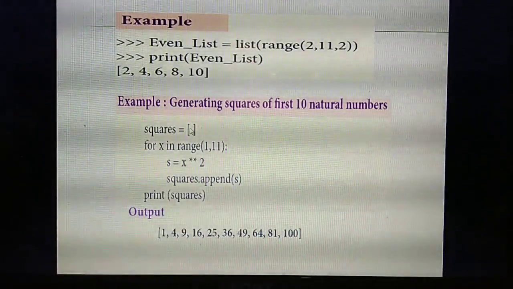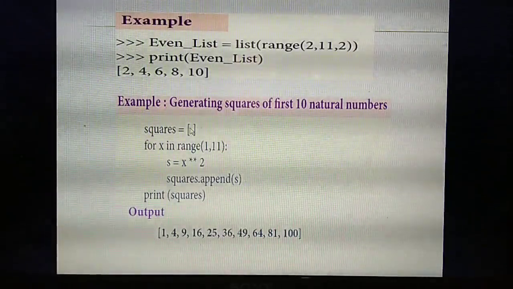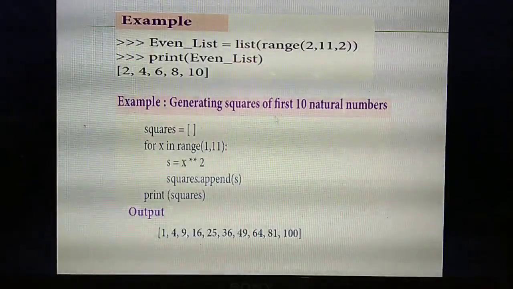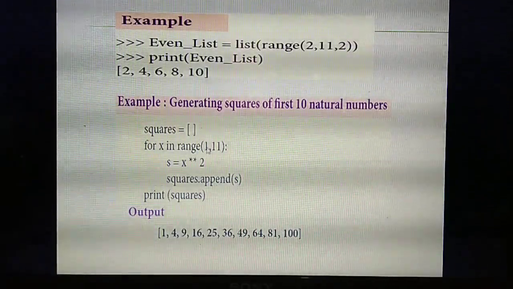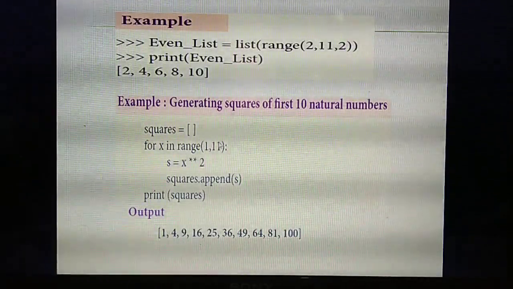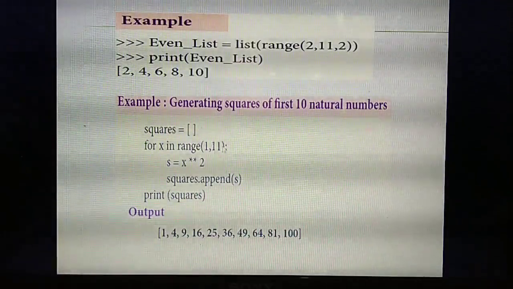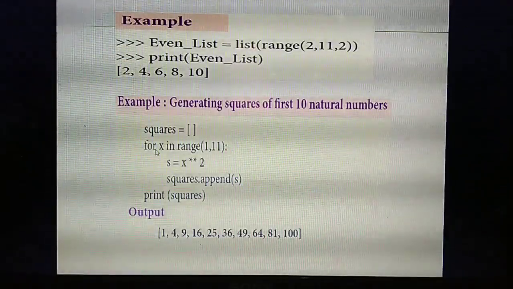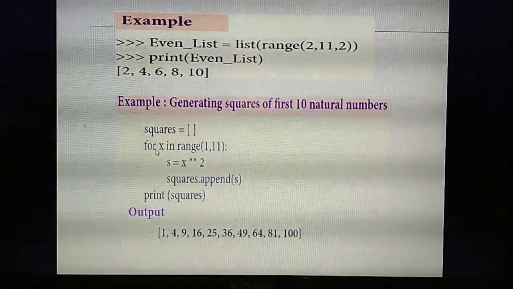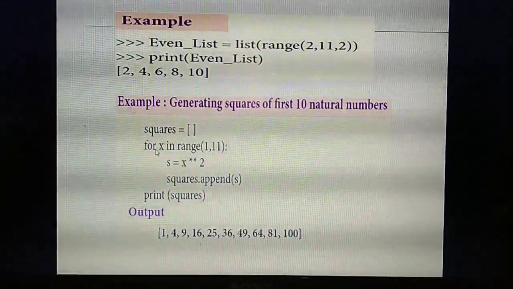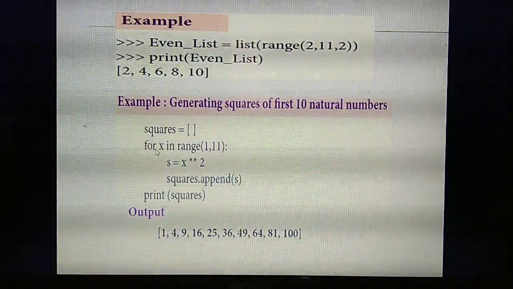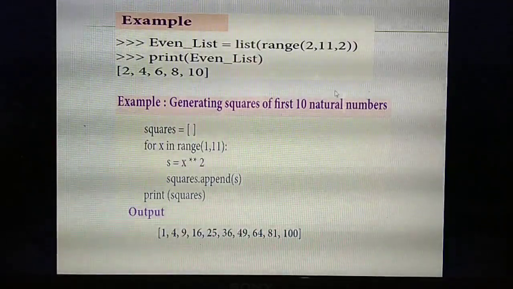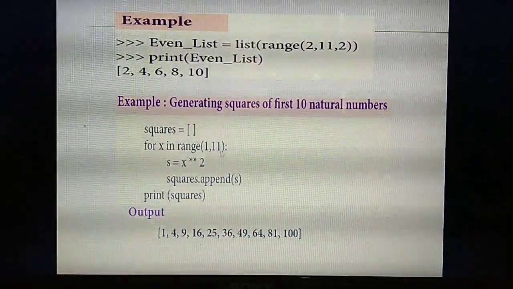Next, in your question, how many numbers have they asked for? The first 10 natural numbers. So natural numbers always start from 1 to 11. Why? From 1 to the last number, 11 minus 1, which is 10. So inside the for loop, if you use the range function, you should give it in the loop. Mostly we use the for loop only. So for x in range, from where to where? From 1 to the last 10 numbers, meaning till 11.